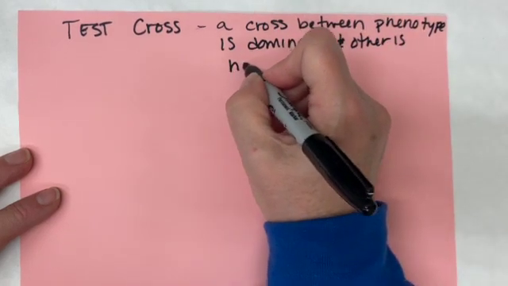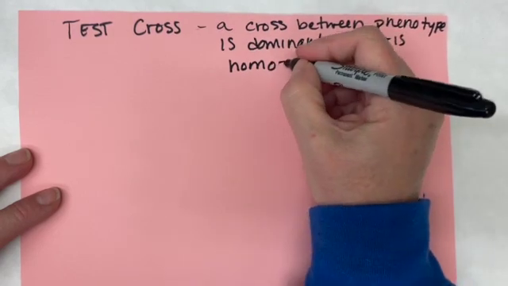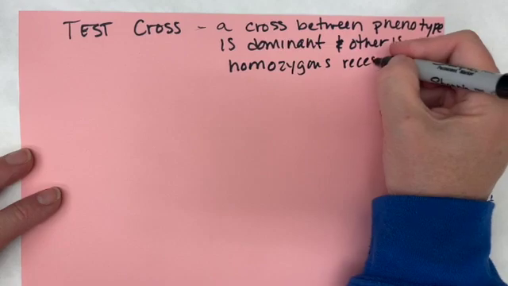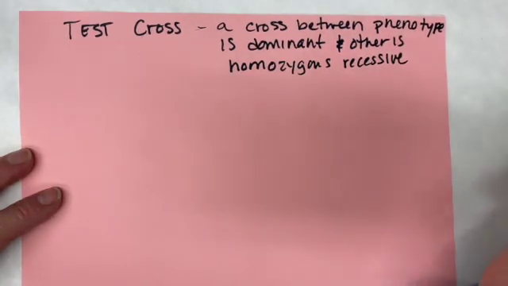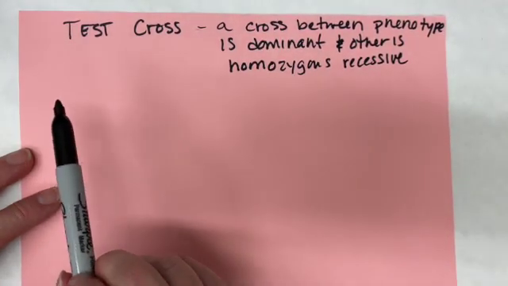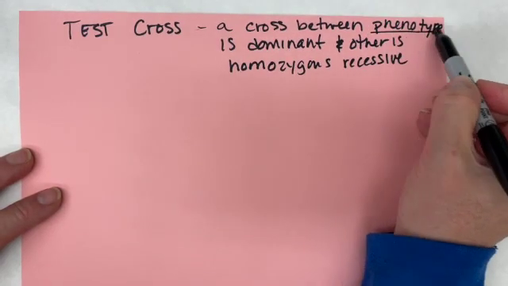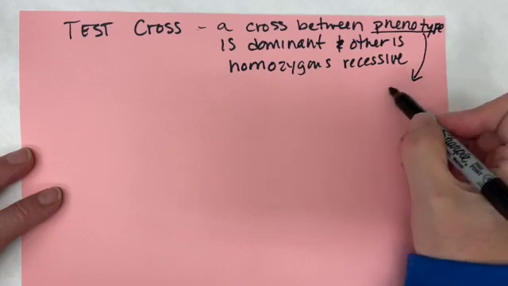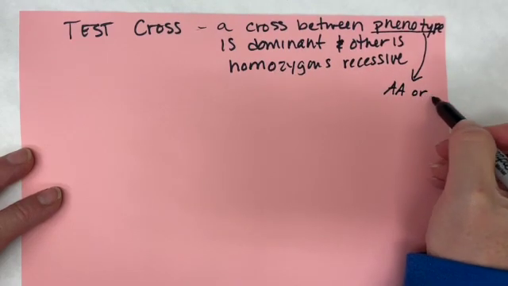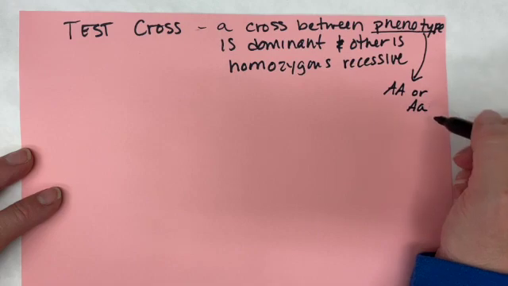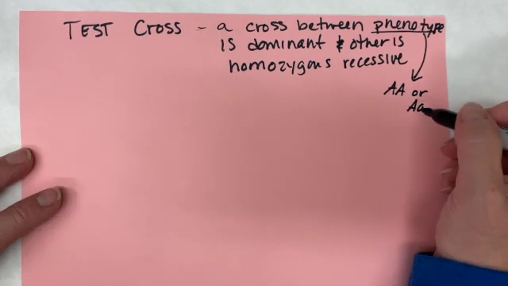And that's going to be homozygous recessive, because if you're not homozygous recessive, then you really can't show the recessive phenotype. So the test cross is trying to figure out actually if the dominant phenotype is showing whether their genotype is homozygous or heterozygous. We don't know until we do the test cross. So with a test cross, we actually have two different Punnett squares that we have to do.